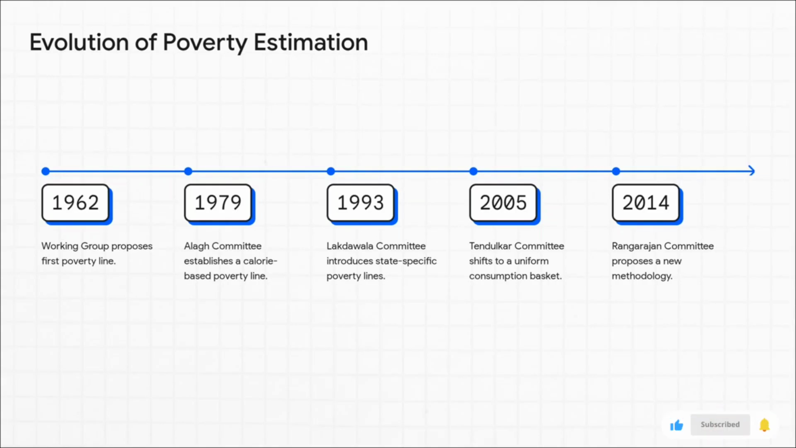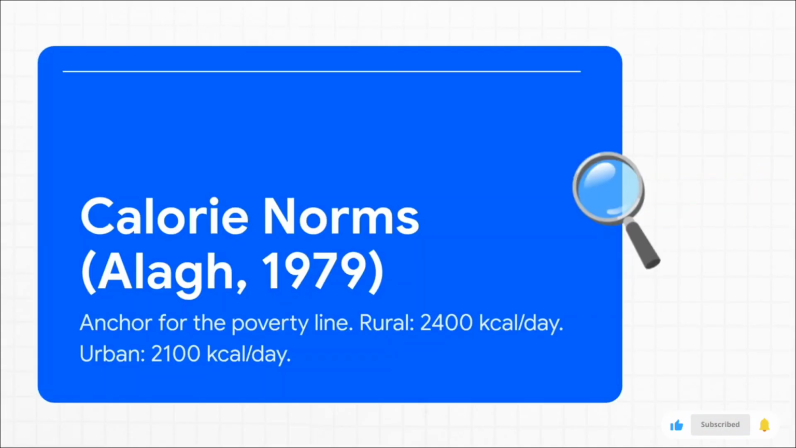It all started back in '62 with a working group, but the real game changer was the Alagh Committee in '79, which set that famous calorie-based approach. Then, Lakdawala in '93 added some nuance with state-level lines. And then, things really sped up with two major reviews back-to-back, Tendulkar in 2005 and, the star of our show today, Rangarajan in 2014.